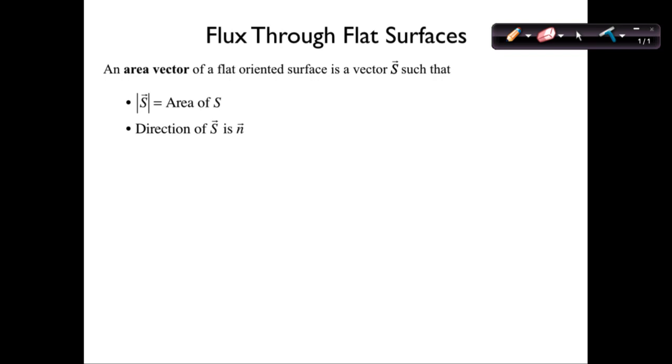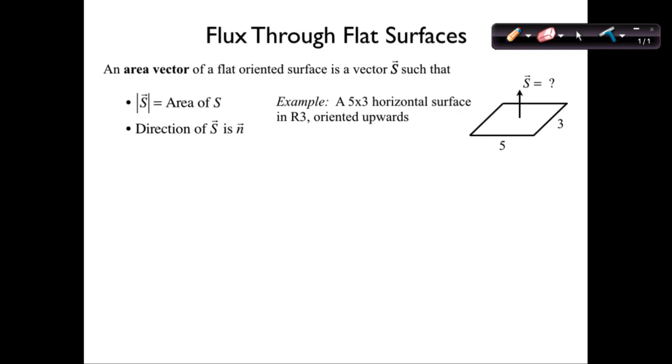Here's a quick example. A 5x3 horizontal surface in R3 oriented upwards. What is the S vector? What would the S vector be? It's horizontal in R3, and we're going to orient it upward. What would the S vector be?